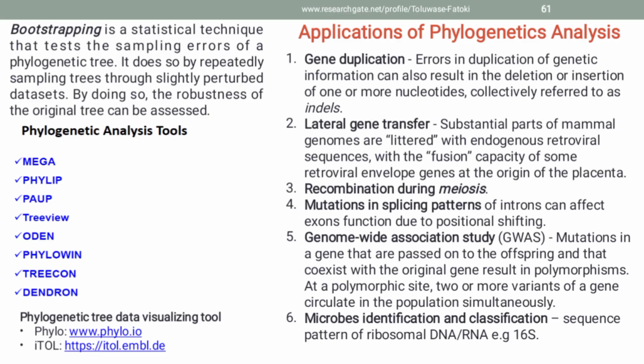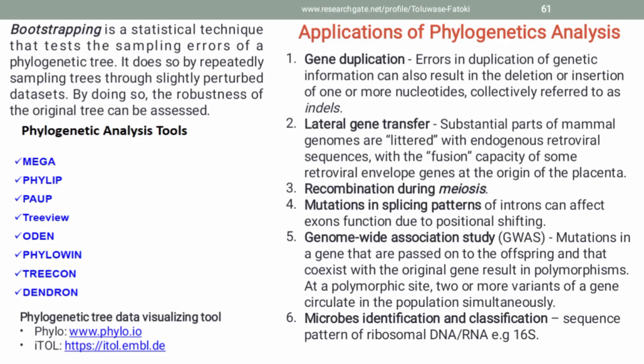Then lateral gene transfer, as I have said, as a sort of symbiosis or a kind of dysbiosis. This is what we call the transfer of genes from a coexisting microbe to the host. Then recombination during meiosis. Phylogenetics can help us to determine how a particular trait has survived the course of evolution.